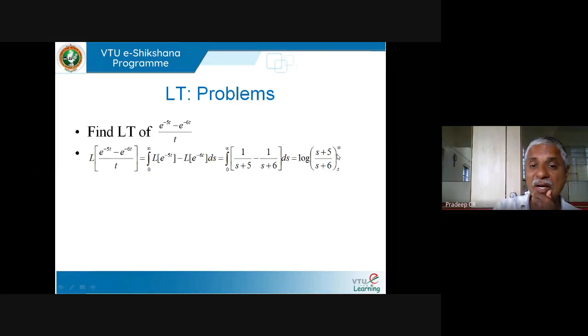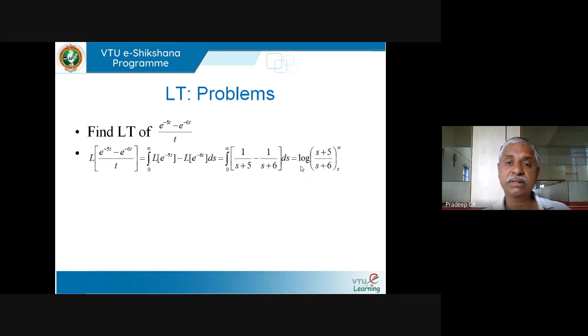Now let's try to evaluate it. This is what I told you. There will be some problems when you are trying to evaluate these limits. If I put s equal to infinity, I will get infinity by infinity. Infinity by infinity is not even defined. So how do I do this? You must recall this from your first PUC. You must have done problems like this. They must have asked you a problem like find the limit of the logarithm of (s plus 5) by (s plus 6) when s tends to infinity. How do you do this? Can you recall?